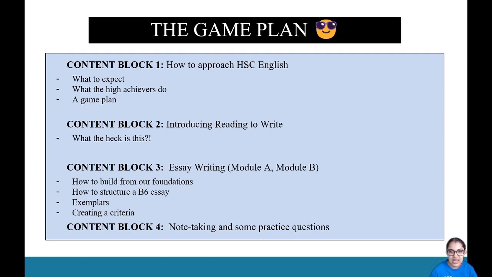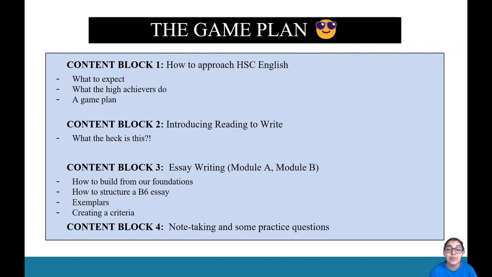So here is our game plan. We're going to break this lecture up into 4 parts. The first part, we're going to talk about how to actually approach HSC English, and that includes what to expect, what high achievers do, and a game plan. And I think this first part is really important, because it is quite a huge jump from year 10 to year 11, and knowing what is coming at you can be really helpful, and it can help you feel really grounded as well.